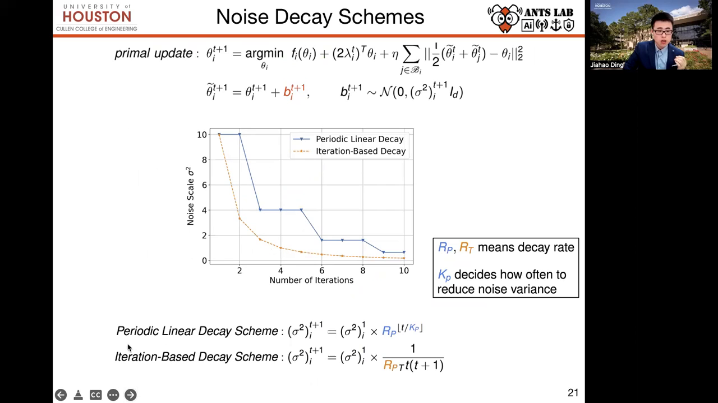So here we propose two noise decay schemes, theoretical decay and iteration decay, this blue one and this orange one. For example, here RP and RT are the decay rates, and the KP for the theoretical linear decay scheme decides how often to reduce the noise variance, right? Here I consider two iterations to decrease the noise variance.